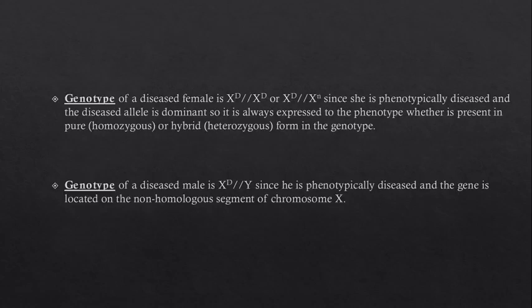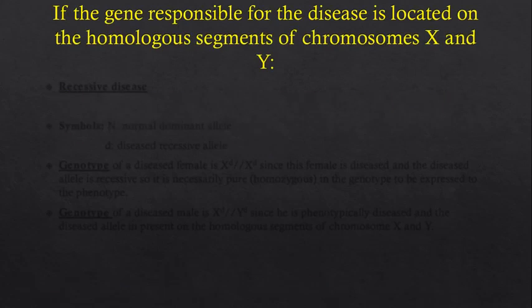The genotype of a diseased female is going to be either XDXD or XDXn. Again, this is because she's phenotypically diseased. The diseased allele is the dominant one, which can be expressed to the phenotype whether it is in the genotype in pure or hybrid form, while the genotype of a diseased male is necessarily going to be XDY because he is phenotypically diseased, the gene is located on the non-homologous segment of X, so he is going to express it in his genotype.